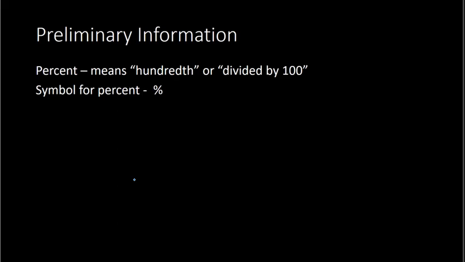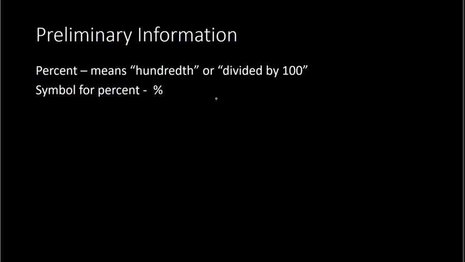In this video, you will learn about forms of percents. Now, as we begin our study of percents, you first must understand what a percent means. So a percent by definition means hundredth, or it means divided by 100. And the symbol for percent is this symbol right here.